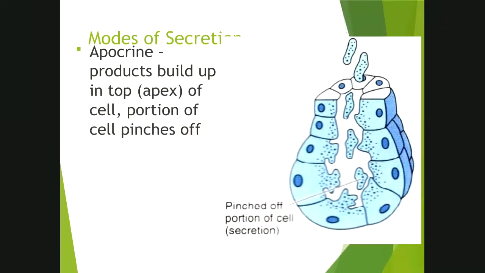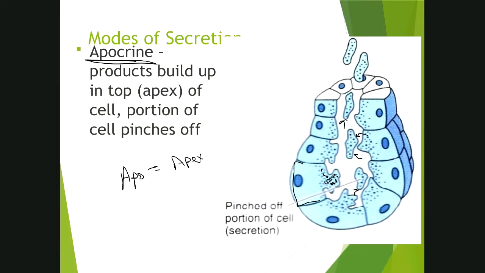Another way that glands can secrete is this. It's called apocrine. Apo comes from the word apex, and apex means top. So look what happens. Here's the cell right here. And the product doesn't build up in the bottom, it only builds up in the top. And then what's going to happen is the top is going to pinch off. And when the top pinches off, that's what's going to be secreted.